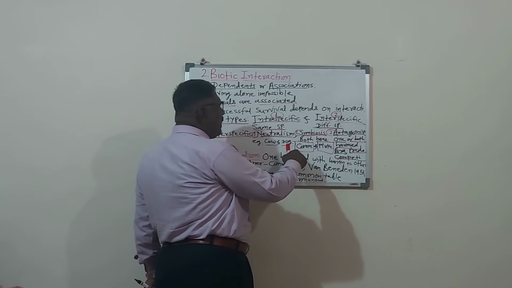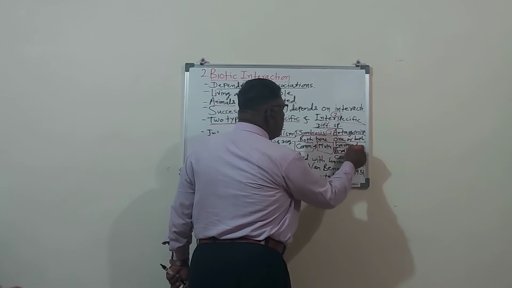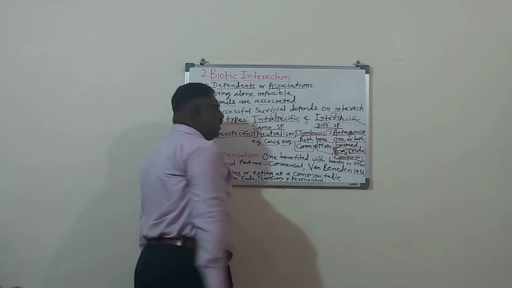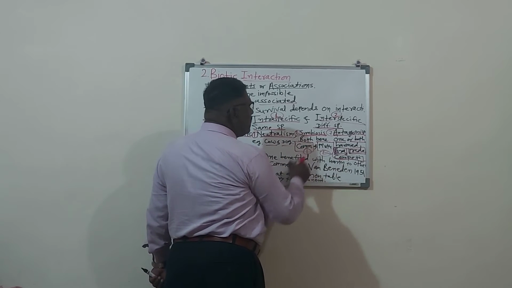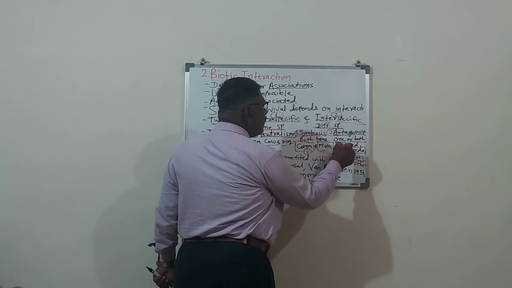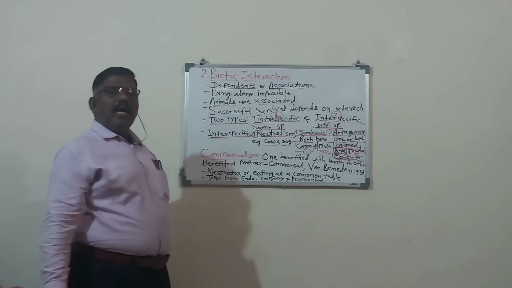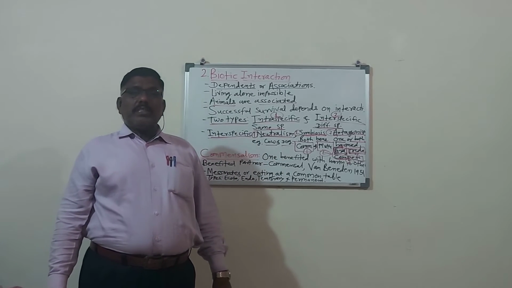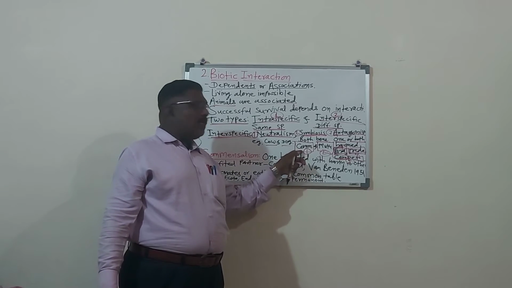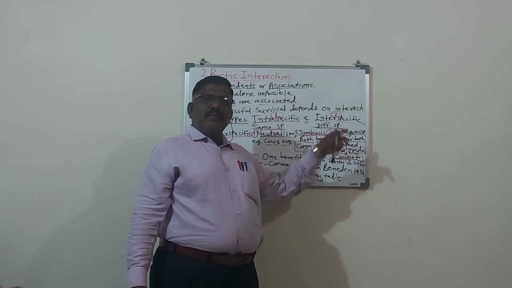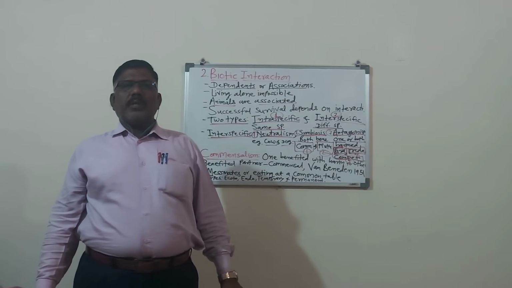So under that heading: commensalism, mutualism, parasitism, predation, and competition. These are given in your syllabus. You see the syllabus: commensalism, next is mutualism, then parasitism, then predation, and then competition. So this we have to study under the heading of biotic interaction. Which types of biotic interaction do we have to study as per the syllabus? Commensalism, mutualism, parasitism, predation, and competition. So five types of biotic interaction we have to study as per our syllabus.